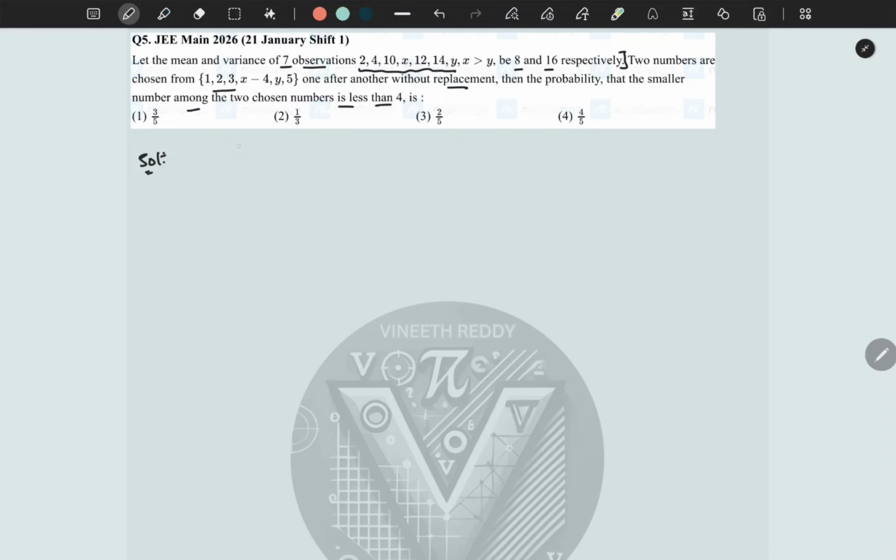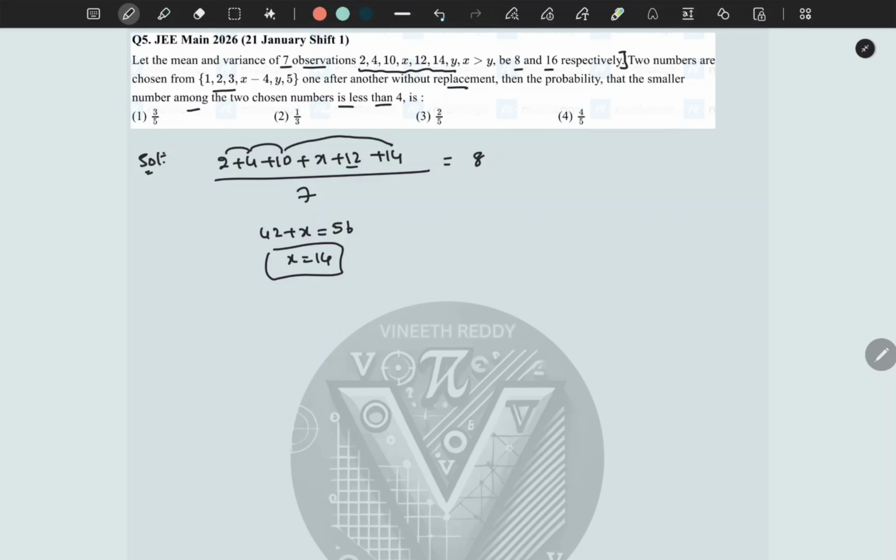How many observations are there? 7. So let me write down 2 plus 4 plus 10 plus x plus 12 plus 14, divided by 7. This mean is equal to 8, right? Now 6 plus 10 is 16, 16 plus 14 is 30, 30 plus 12 is 42. So 42 plus x will be 7 into 8, which is 56. So that means x will be, I think, 14.